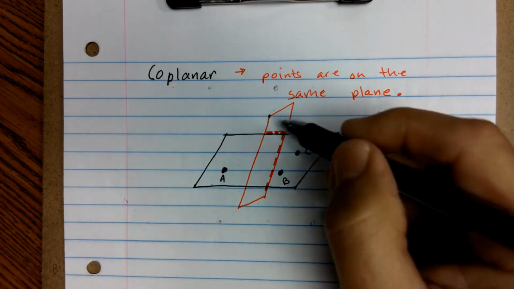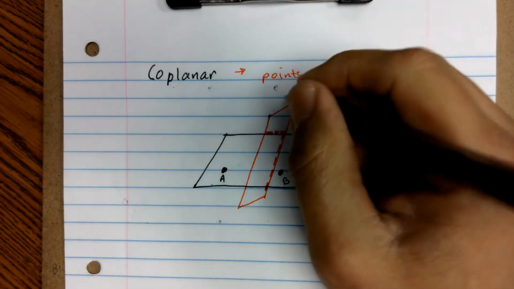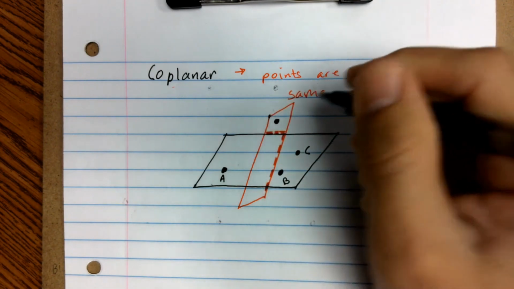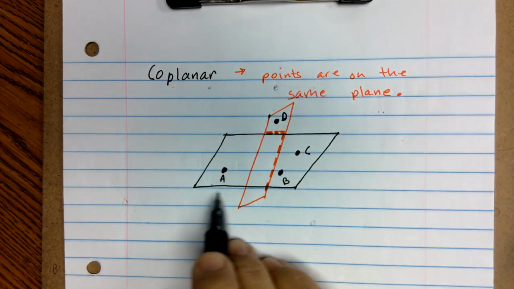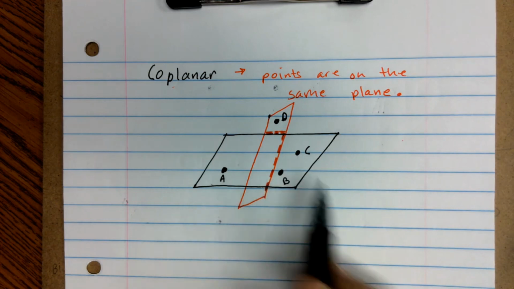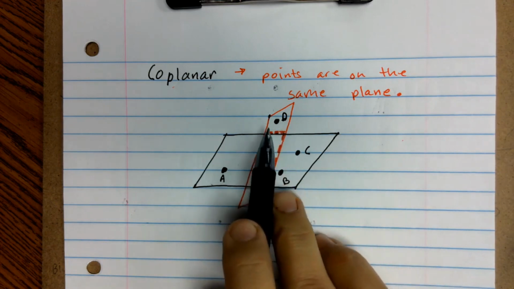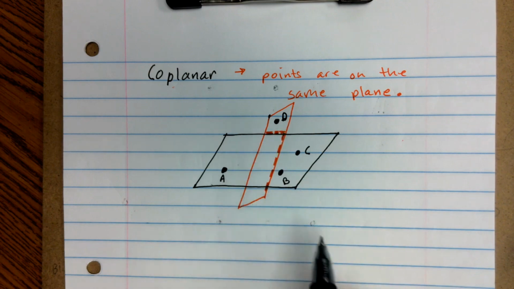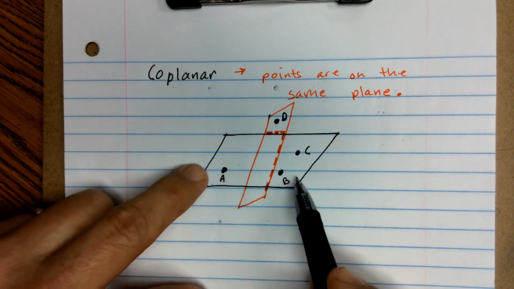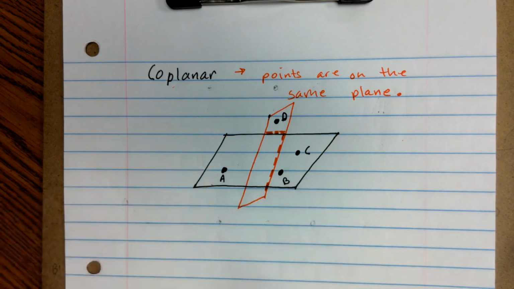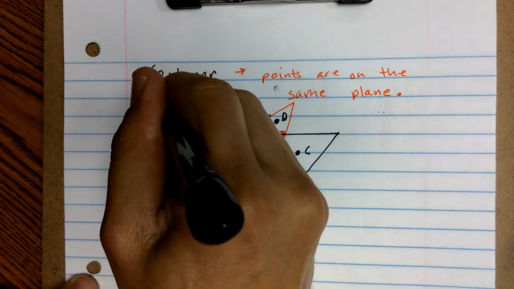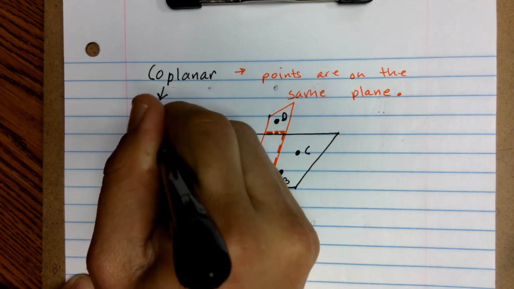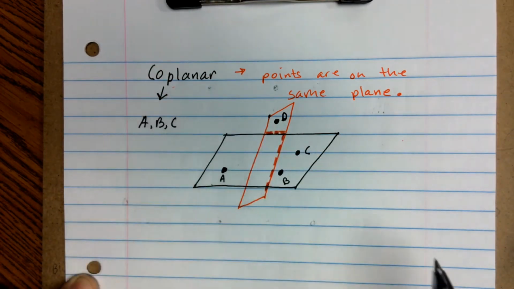Now if there's 2 planes, let's say on this plane up here we had another point, and let's say it was, I don't know, let's say D, just so we can follow the alphabet. So we had A, and B, and C. Now notice D is on this second plane, on this red one, but it is not on the original. So in this case, we could say that points A, B, and C are coplanar. They're coplanar because they're all on the same plane.